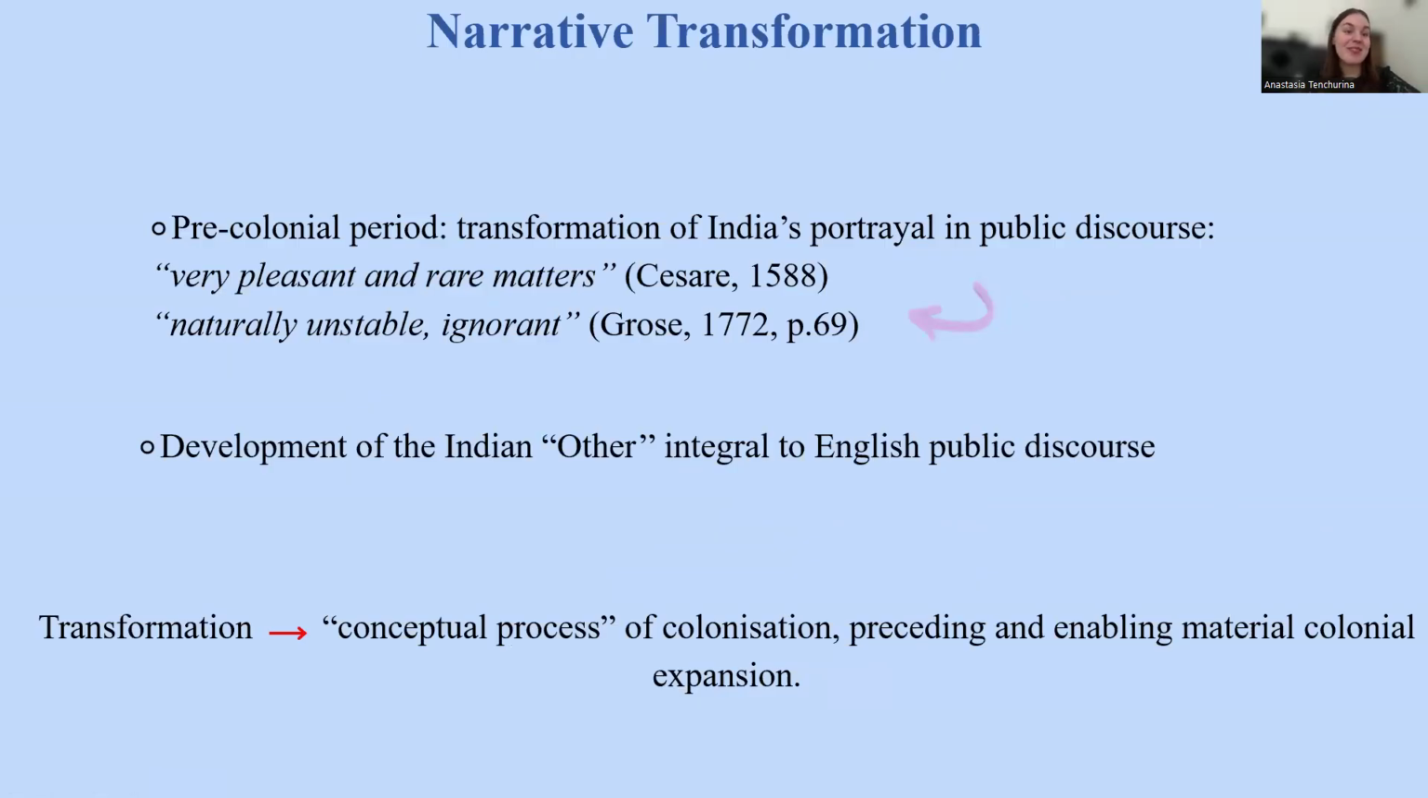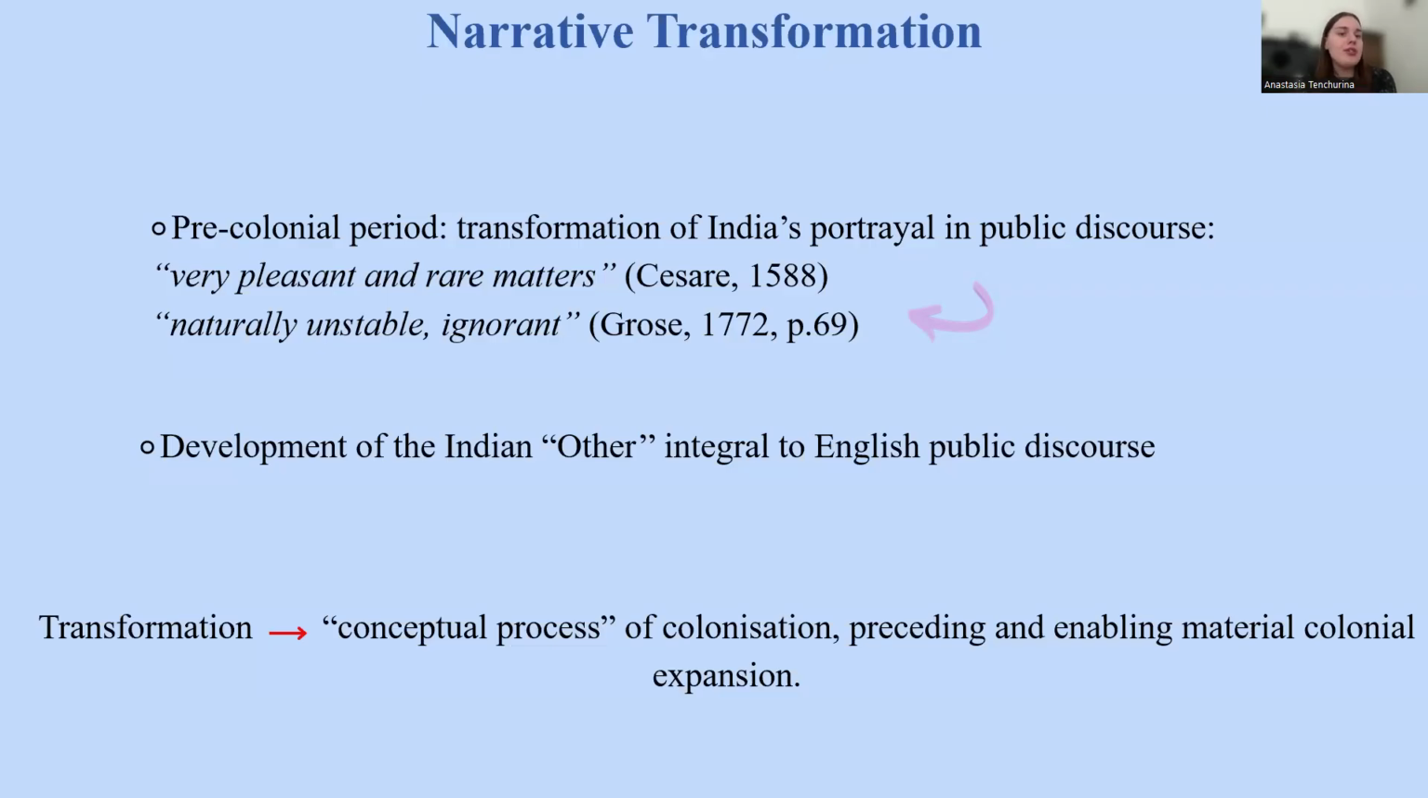So the starting point of this project is the transformation of India's portrayal in public discourse during the pre-colonial period. On this slide, I have included two formulations as chronological markers. The first one is the early phrase, "very pleasant and rare matters," that was coined by Cesare in 1588. And the second is the much later formulation from Kruse, and I will discuss his writings later in this talk, where Indians are described as natural, unstable, and even ignorant.